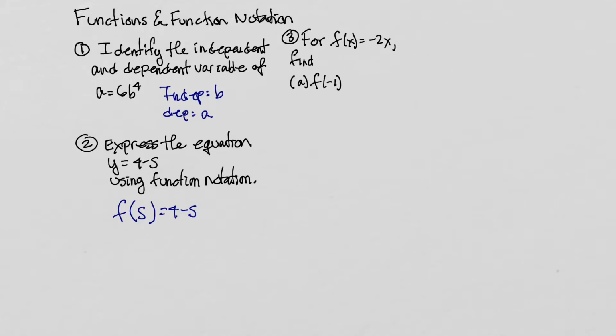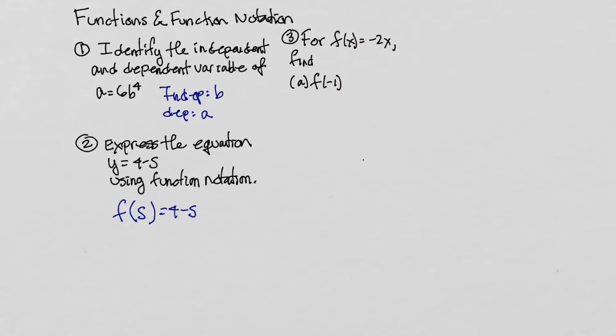Now what we're going to do here in number 3 is actually make a computation. You can see that the function depends on x, and sure enough, x is over here as part of our computation. So what this says is that the output is equal to negative 2 times the input. Now in part A, you can see what's inside is negative 1. So we're inputting negative 1 into this function.